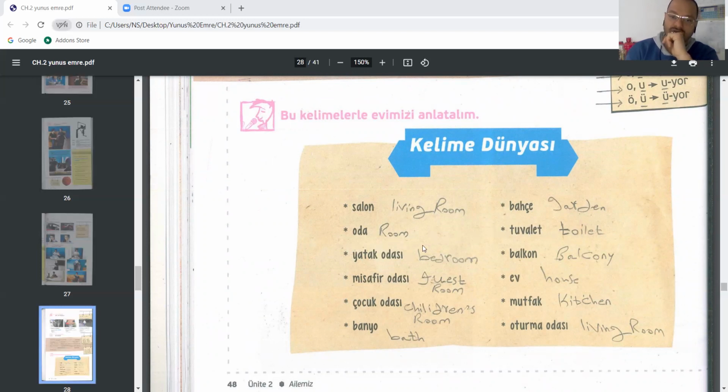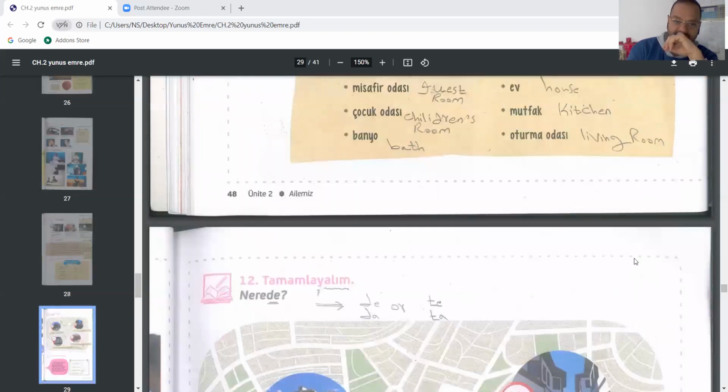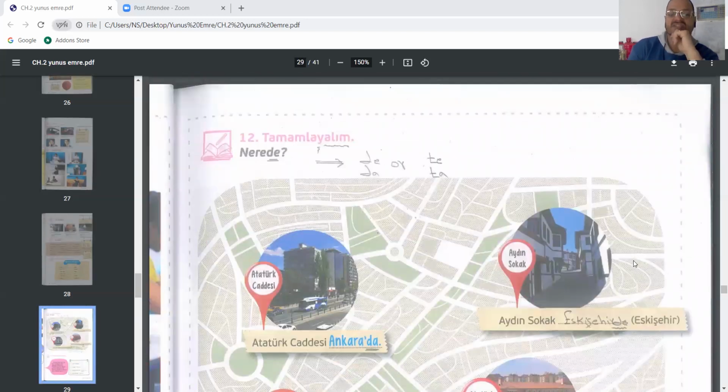Salon, living room, oda, room, yatak odası, bedroom, misafir odası, guest room, çocuk odası, children's room, banyo, bath, bahçe, garden, tuvalet, toilet, balkon, balcony. Perfect pronunciation. This word is balcony. Ev, house, mutfak, kitchen. Oturma odası, living room. That's it.